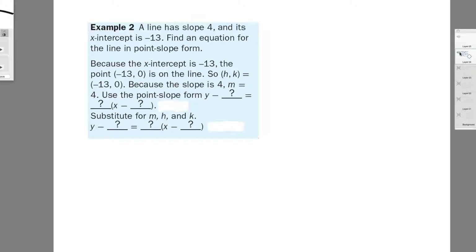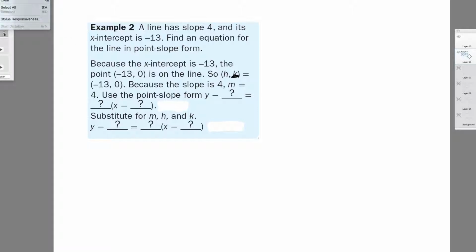And so here's our example 2. A line has a slope 4 and its x-intercept is negative 13. Find an equation for the line in point-slope form. You'll notice this is x-intercept, not y-intercept, so it doesn't help us with the y equals mx plus b form. But it's a point. The x-intercept is negative 13, so the point is negative 13, 0. So h, k, represented as a coordinate, is equal to negative 13, 0.